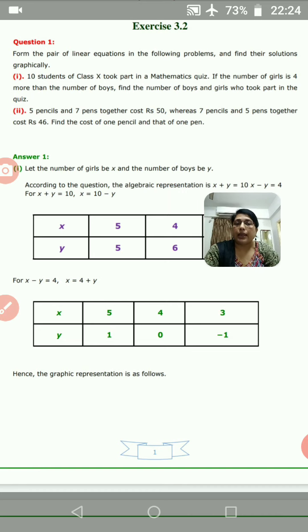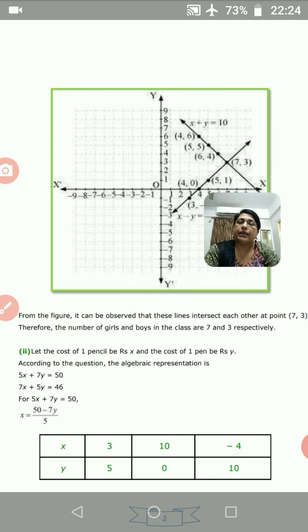To solve questions from exercise 3.2, you need the knowledge of the table which is given in your textbook on page number 46. The first question is very simple. You have to form two linear equations, only the pair of linear equations, which you are able to do now, and then you have to represent them on a graph.